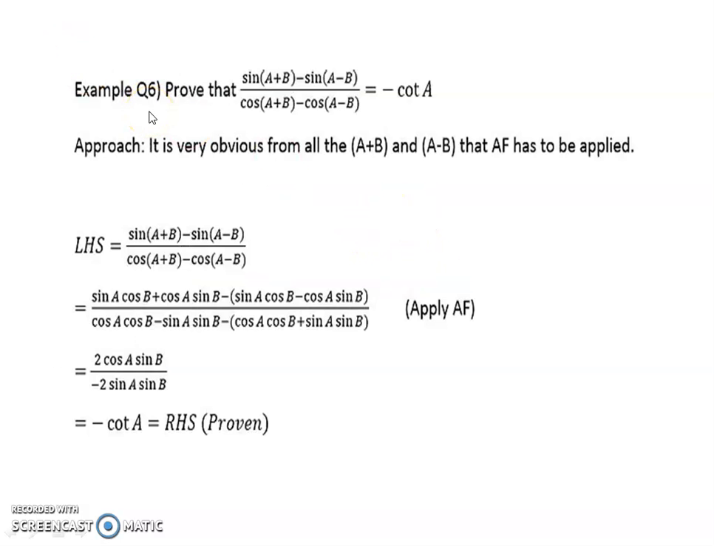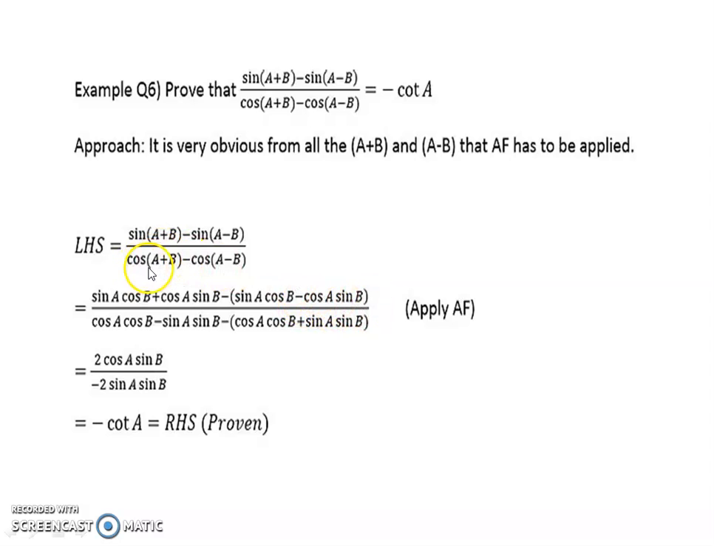Now we take an example from the book. Prove that [sin(A+B) - sin(A-B)] upon [cos(A+B) - cos(A-B)] is equal to minus cot A. We know that sin(A+B) is sin A cos B plus cos A into sin B. Minus remains the same. Sin(A-B) in bracket: sin A cos B minus cos A sin B.